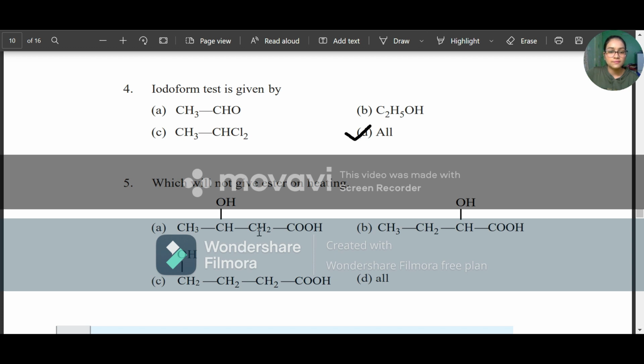So this is the beta alcohol, this is the alpha alcohol, this is the gamma alcohol. So when we heat, all of them will not give an ester. No one will give an ester.